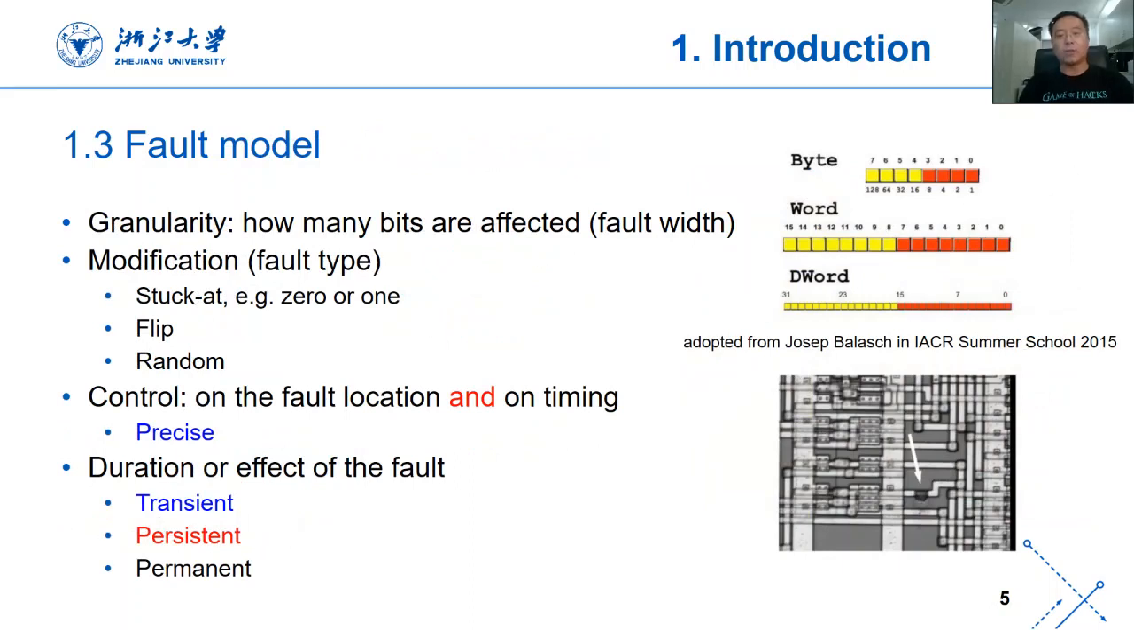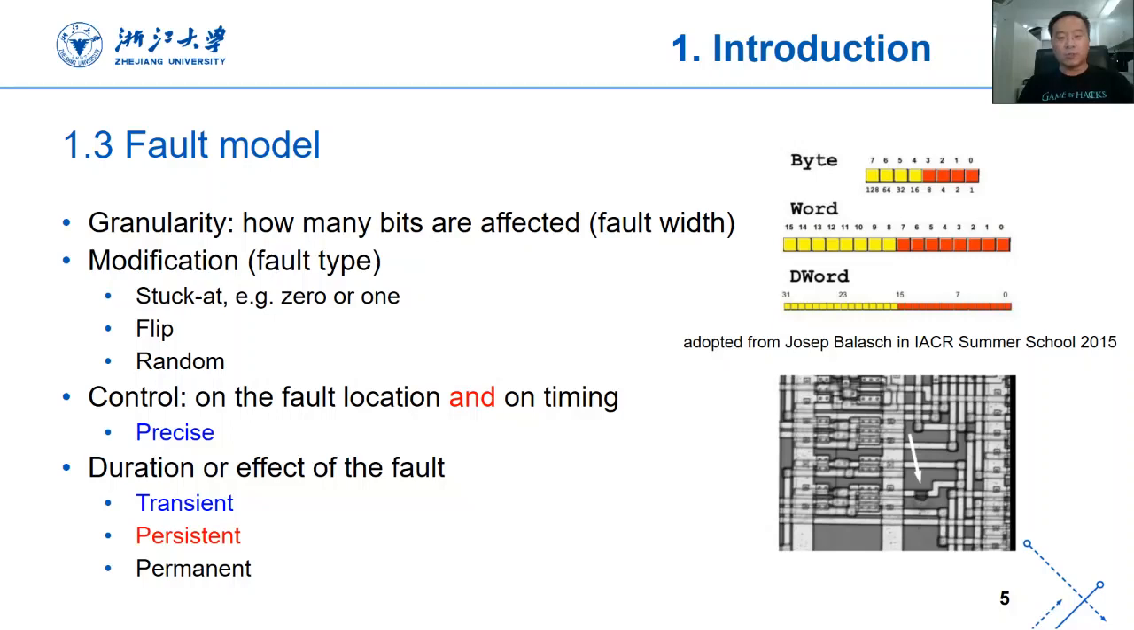When we talk about fault attacks, we need to address the so-called fault model, such as the fault width and the fault type. Also, we need to address the fault location and the timing. Fault location means in which byte or nibble the fault is injected. And the timing means in which round and which operation the fault is injected.